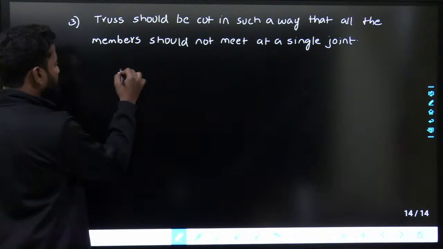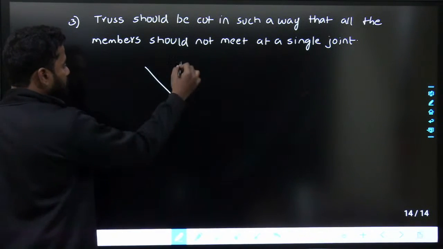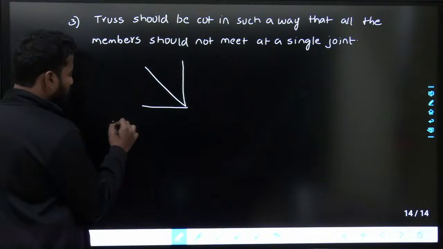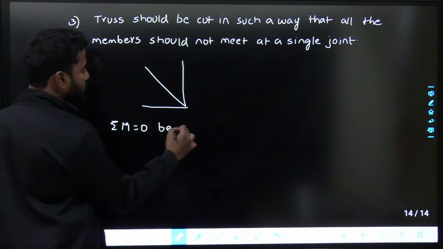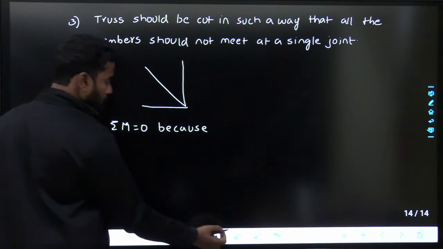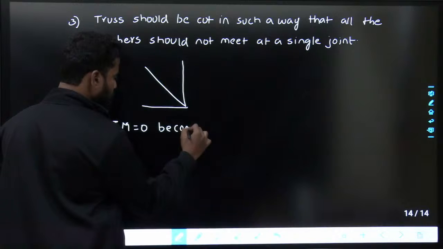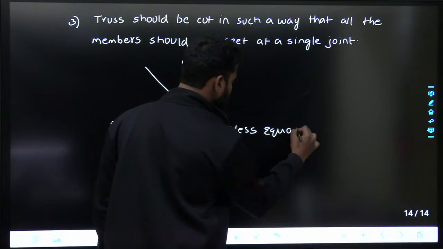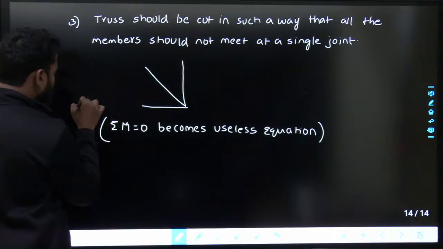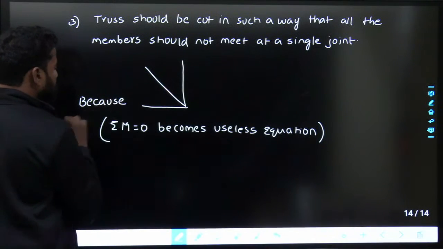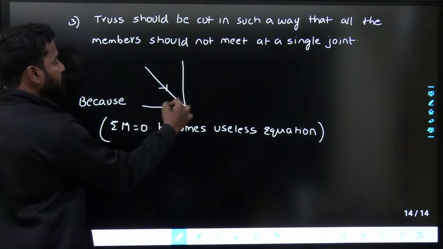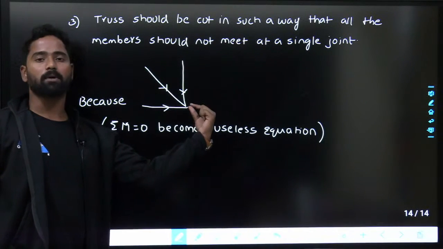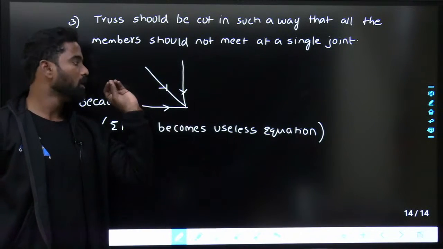If all the 3 members meet at a single joint, let us say you are cutting the truss such that 3 members are meeting at a single joint, then what happens is summation of moments equals to 0 becomes a useless equation. If 3 members are passing through a single joint and I take moments about this joint, all the 3 members are passing through this joint, so this becomes a useless equation. There is no meaning of this equation.